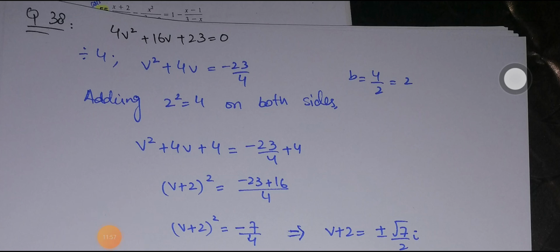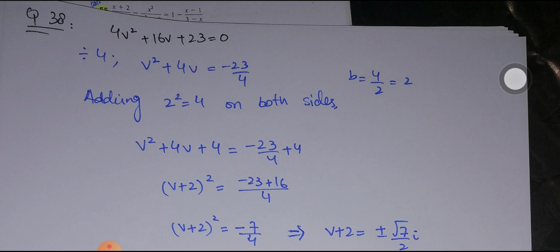Next we have question number 38: 4v square plus 16v plus 23 is equal to 0. Again we must have coefficient 1 of the square term, so we will divide the whole equation by 4 and we get v square plus 4v is equal to minus 23 by 4.